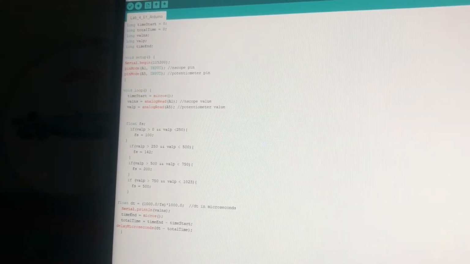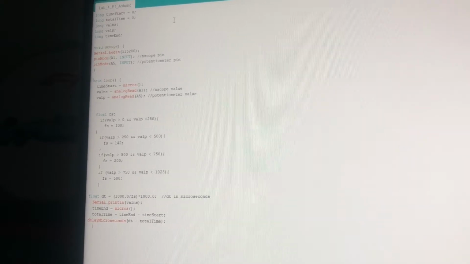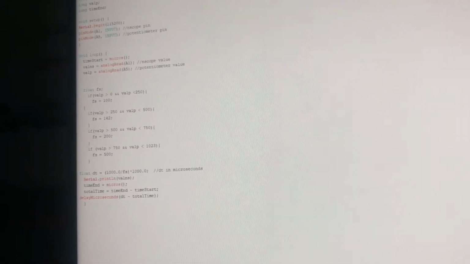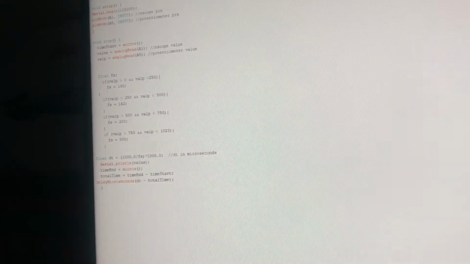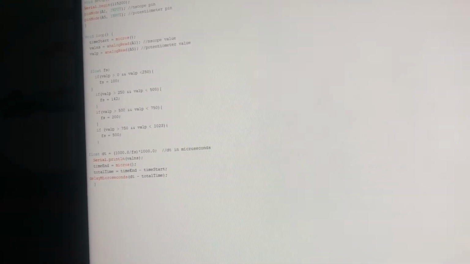This is my Arduino code for Lab 4, ENME351 Lab 4. It starts by declaring the time start and total time at 0 with the long function, so it has more data to read, or that it's allowed to read, and then doing the same thing for val ns, which was the value from the oscilloscope, and val p, which is the value from the potentiometer, and then doing the same for the end time as well.